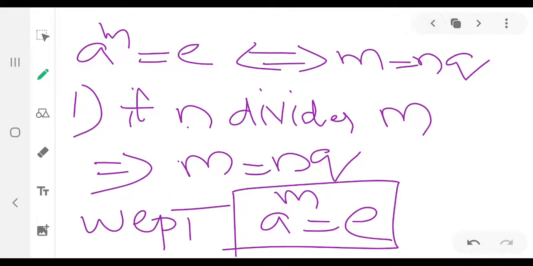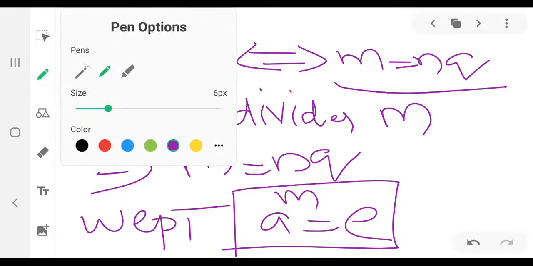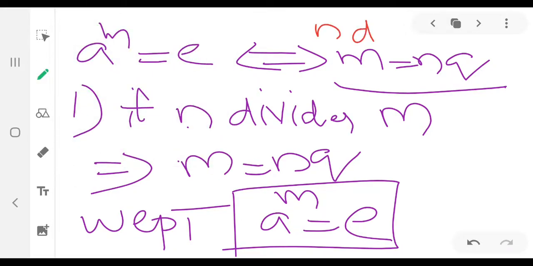ഇത്രയേ ഉള്ളൂ. നമുക്ക് എന്ത് ചെയ്യണം? a raised to m is equal to e if and only if m is equal to nq. ഇതിനർത്ഥം m is equal to nq means n divides m. n divides m എന്നാണ് അർത്ഥം, that means m is equal to nq.